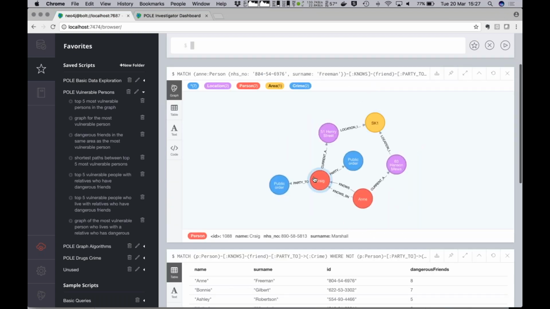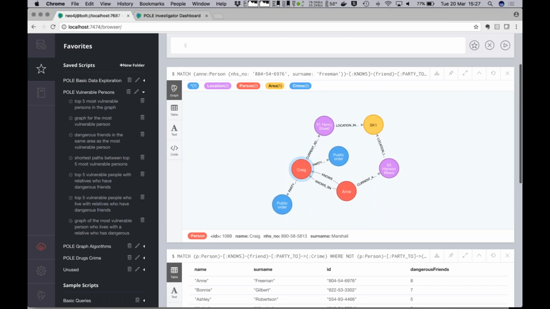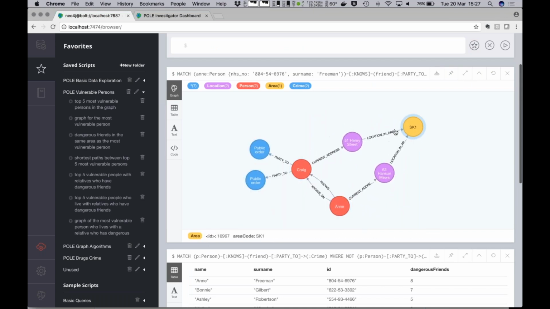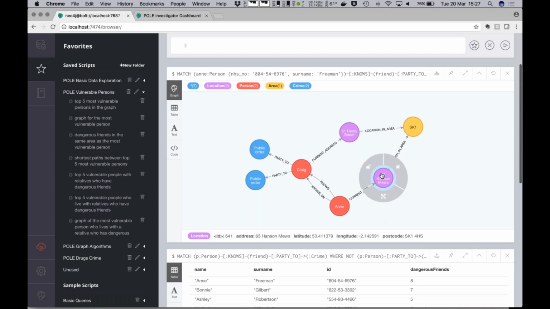And we can see she has one friend, Craig Marshall, who does live in SK1, so in the UK. The first part of your postcode is usually at the neighborhood level, so SK1 would represent a specific area of the city, and Craig lives at 51 Henry Street, 63 Hanson Mews is Anne's address. They both live in the same neighborhood, and Craig is associated with public order offenses.